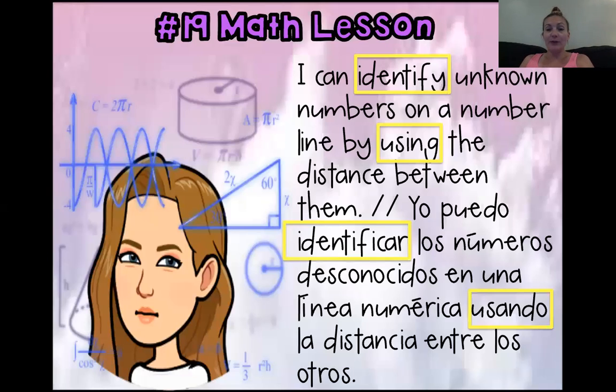So our job today was to identify missing numbers. Do you think that we did that today? Did you help find some missing numbers on the number line? By using the distance, we had to decide, were they 1 apart? Were they 5 apart? Were they 10 apart? And we tried to use that distance to help us identify the missing numbers.